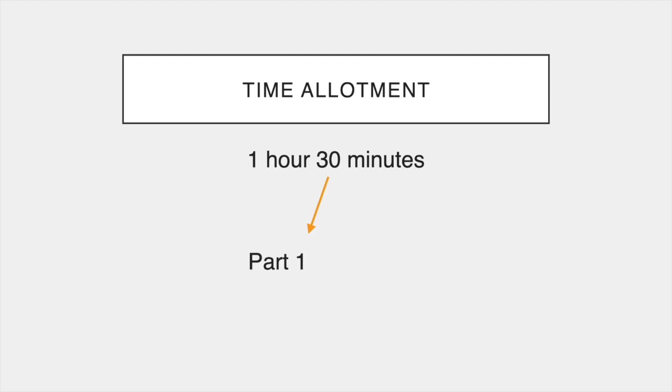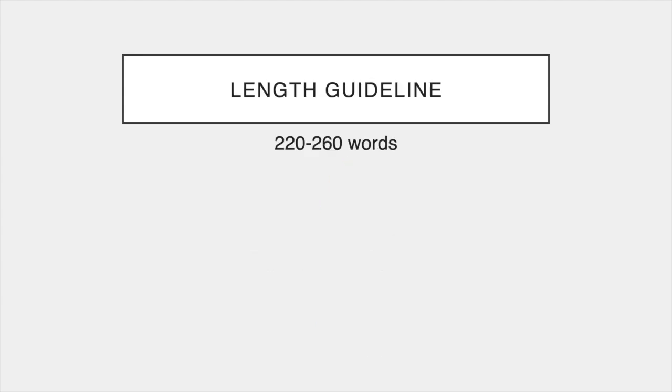The time allotment for the entire writing section is 1.5 hours. That is divided between part 1 and part 2. And as each section is worth the same marks, allow 45 minutes for each section. In regards to the word limit, you'll have to write between 220 and 260 words both for part 1 and 2. This is clearly stated at the top of each section.